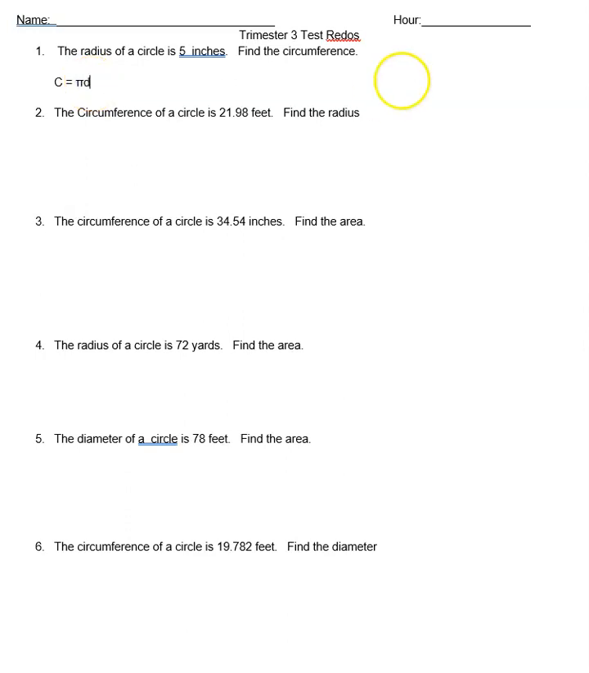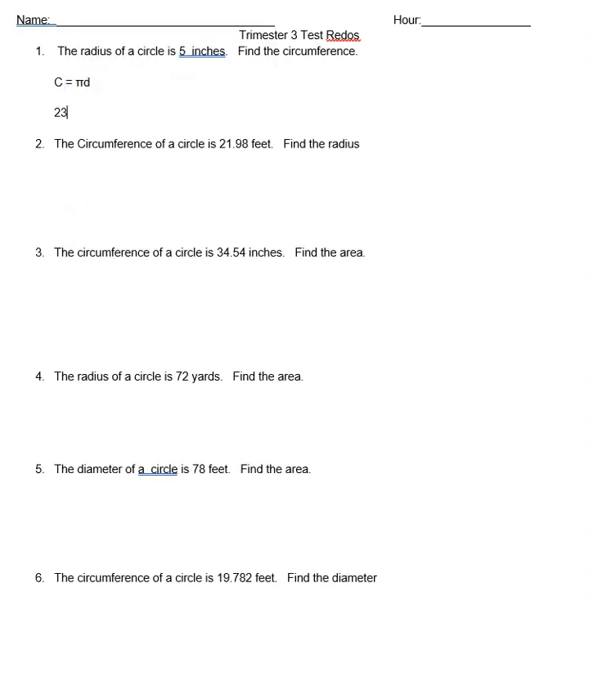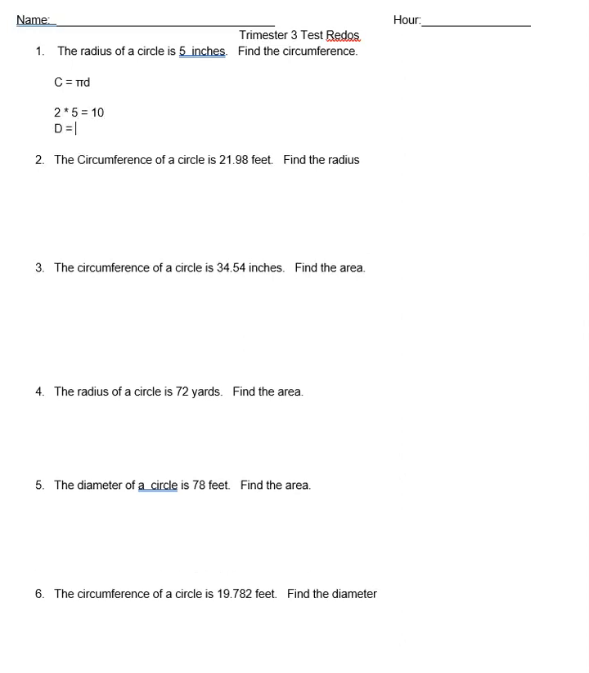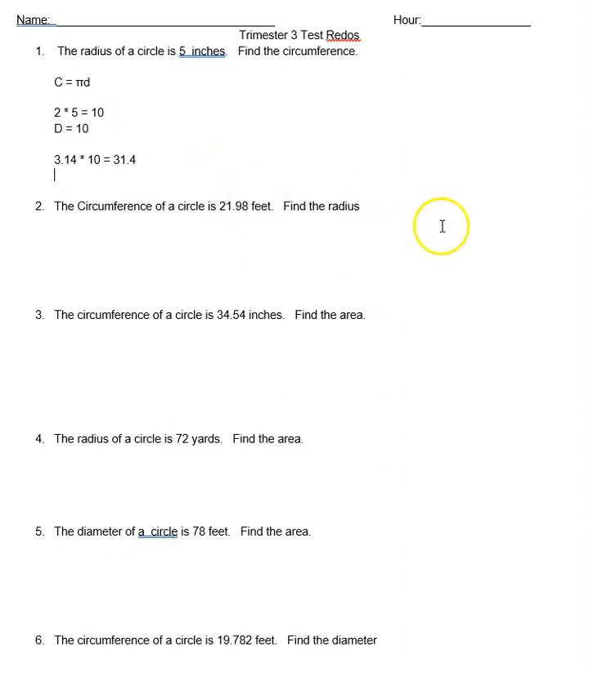The radius of a circle is 5 inches. Find the circumference. The formula is circumference is equal to pi d. So to get from the radius to the diameter, we're going to times it by 2. So 2 times the radius gives me the diameter. Once we have the diameter, we do diameter times pi, and that's our answer.